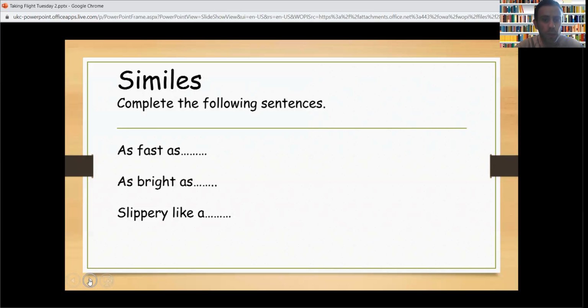So when you say completing the following sentences, we've got as fast as something. What could be fast? Up to you. You can have as bright as something that's bright. Slippery like a. All right, so you have a go at that. If you can do more than one for each, that'd be quite good. Try and challenge yourself. Pick more than one for each one. Have a go at that one. Pause video and I'll tell you a couple of mine when you get back. Pause video now.